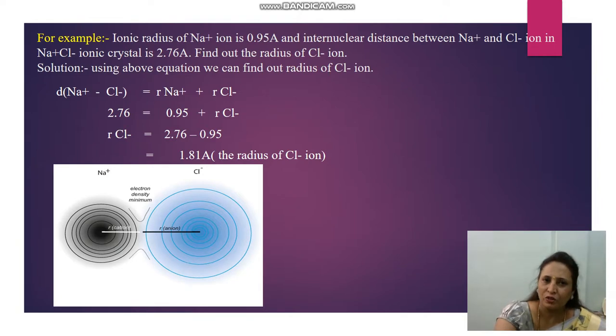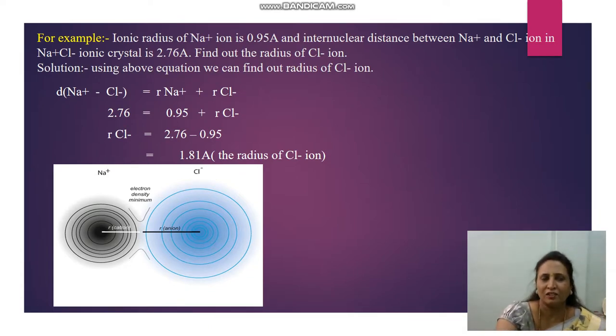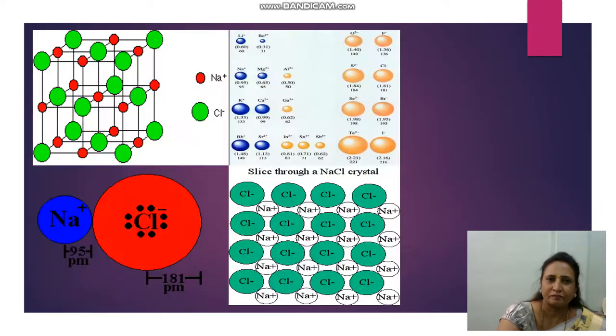Now here we are going to calculate the ionic radius of the anion, that is Cl minus, which is nothing but the internuclear distance minus the radius of sodium, that is the cation Na plus, which gives 1.81 angstrom. This is the radius of the Cl minus ion, that is an anion.